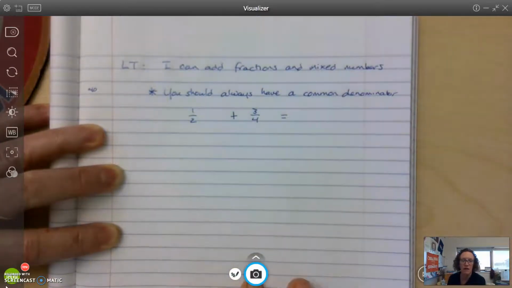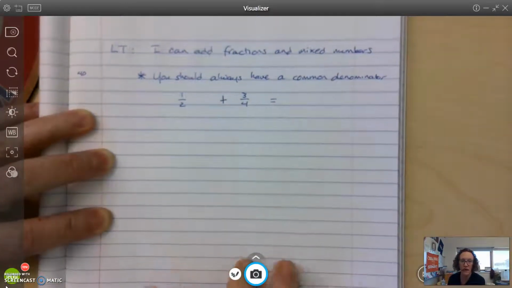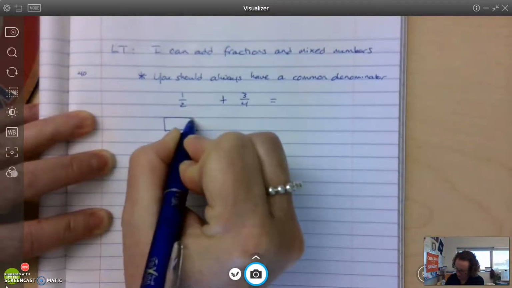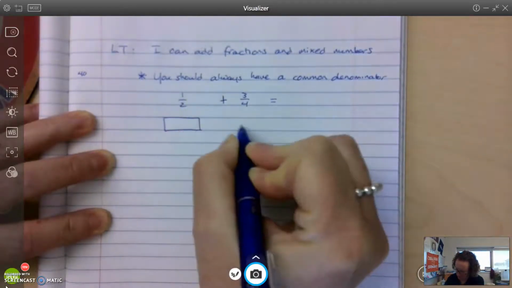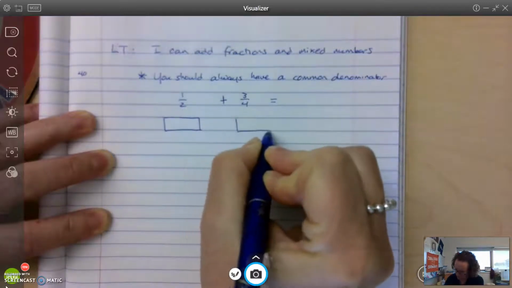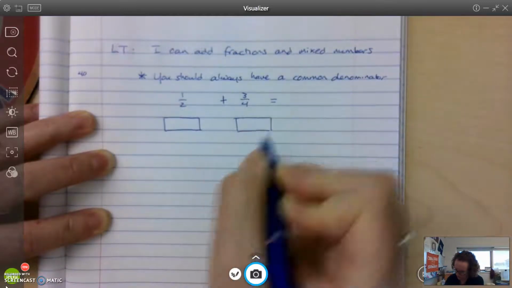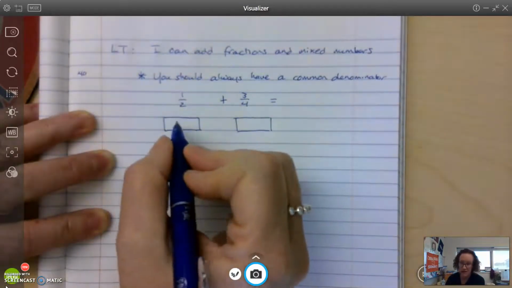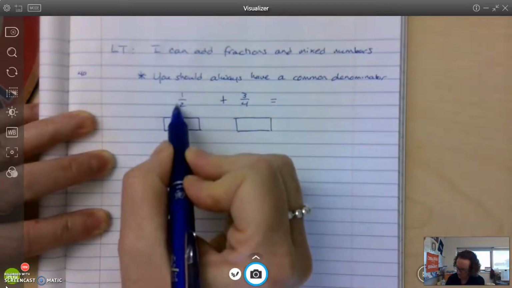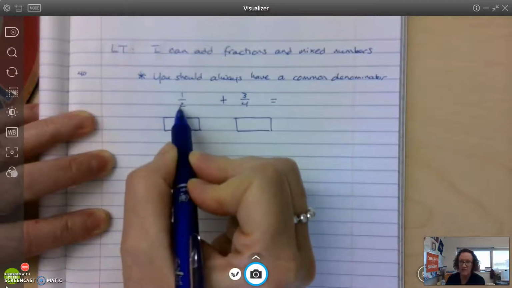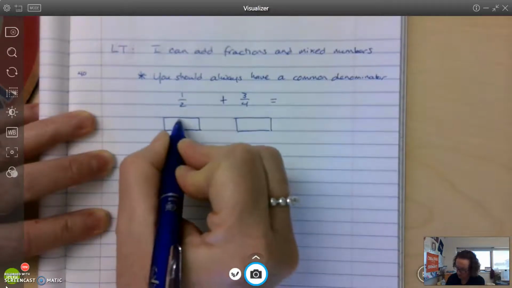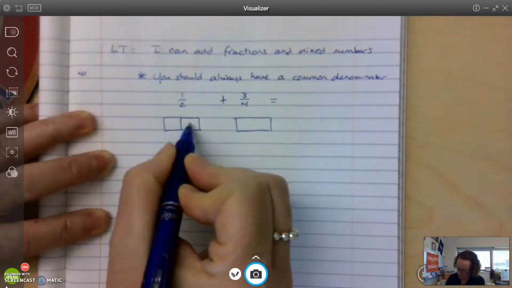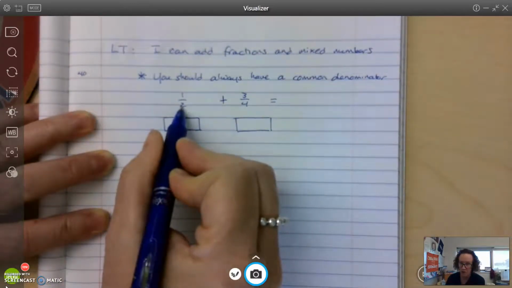one of the first things that you might have done when you learned how to add fractions is that you might have made area models. So I'm going to make an area model. I'm going to make two rectangles, two whole rectangles. And now I'm going to make them into parts. So to represent this fraction, I know that the denominator tells me how many equal parts the whole is divided into. So I've divided it into 2 equal parts.